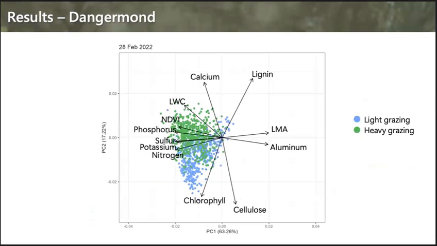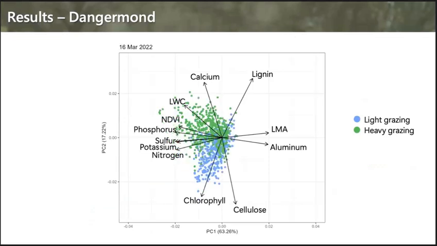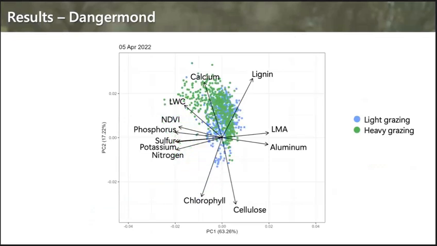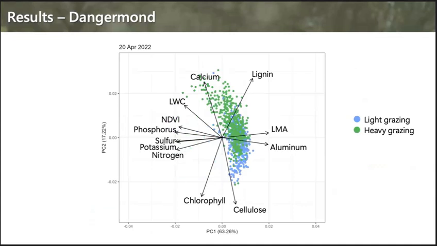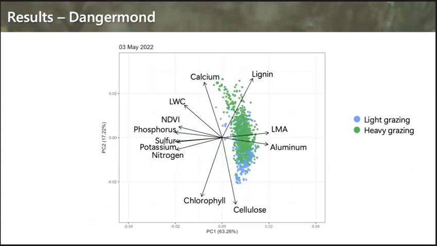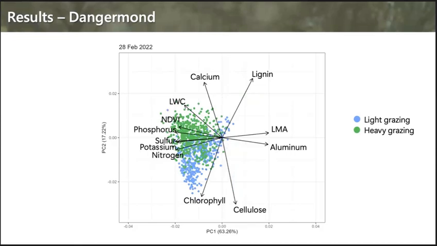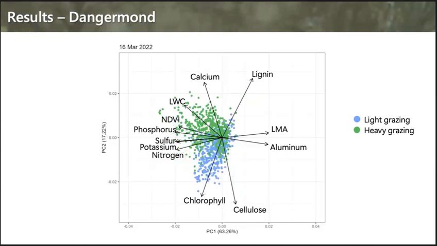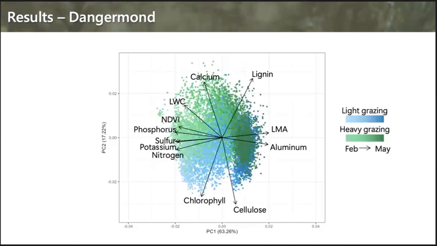And now I'll show once again principal component analysis results for the Dangermond pastures, where we can see that same pattern of, in general, all observations moving from high nutrient to high structure. But what's interesting here is we don't see that same separation for the whole season. Instead, we see the two groups are more different early in the season and in the middle and become very similar near the end.